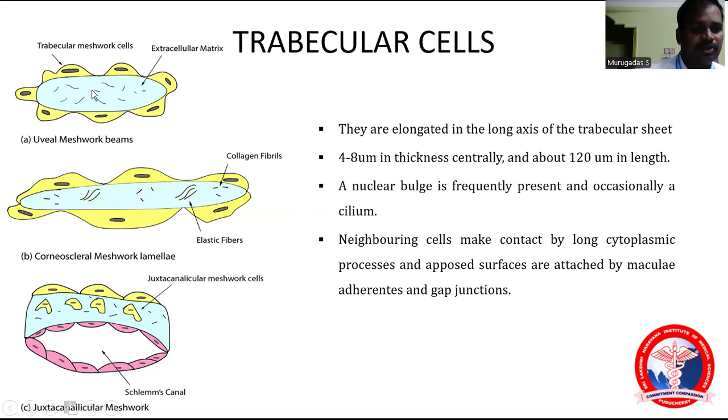This picture demonstrates the trabecular meshwork cells and the extracellular matrix in the uveoscleral beam. And this is the corneoscleral meshwork granule. You can see the collagen fibers and elastic fibers.